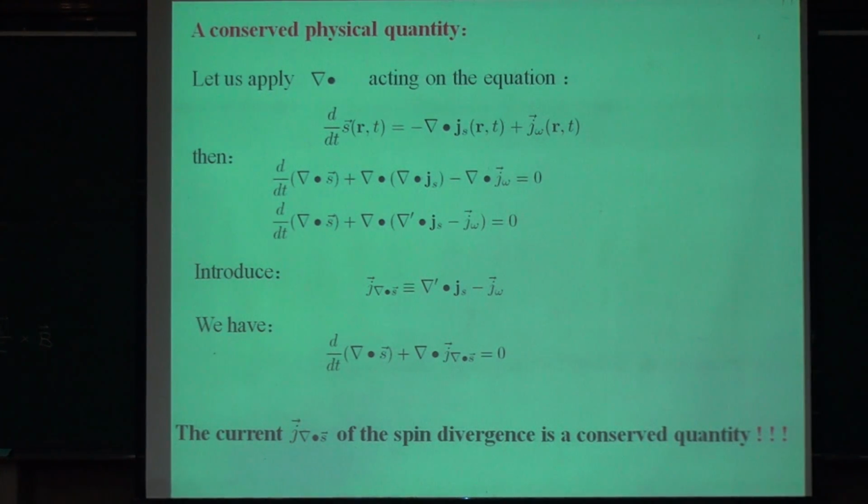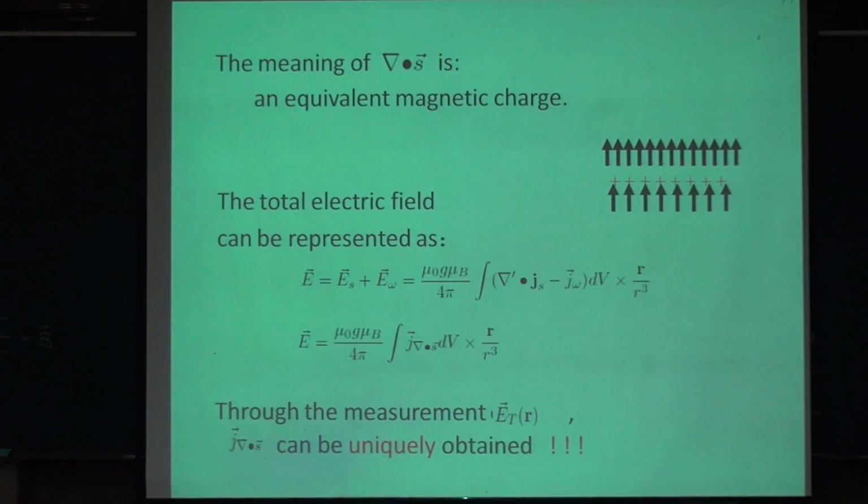It turns out this is really the source which creates the electric field. As I mentioned, in spin transport, both linear spin current and angular spin current can create an electric field, and the way they create it is through this current, which is a combination of these. So this current associated with the divergence of S is actually the source which creates the electric field. That's a well-defined physical quantity.